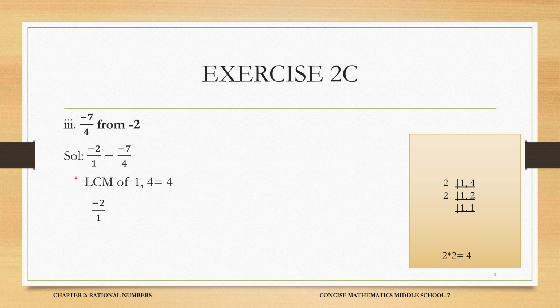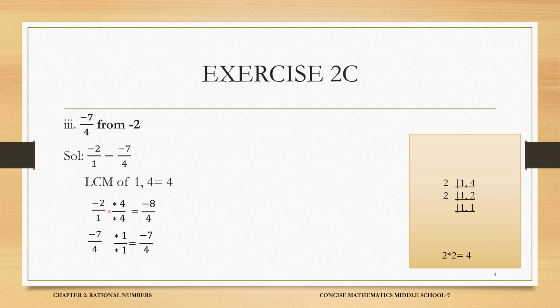First take the first rational number, that is minus 2 by 1, and to make this denominator 4 you need to multiply this 1 with 4. It becomes minus into plus, minus 4 twos are 8, 4 ones are 4. Now write down the second rational number, that is minus 7 by 4, and here it is already 4, so you don't need to multiply with any number, just with 1 is enough. So when you multiply it, you will get minus 7 by 4.